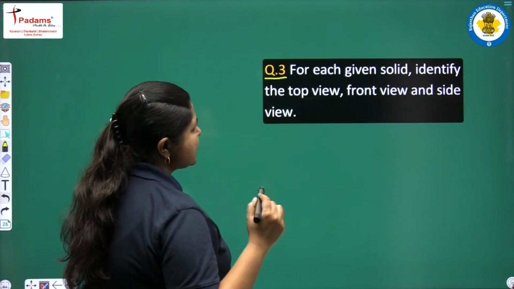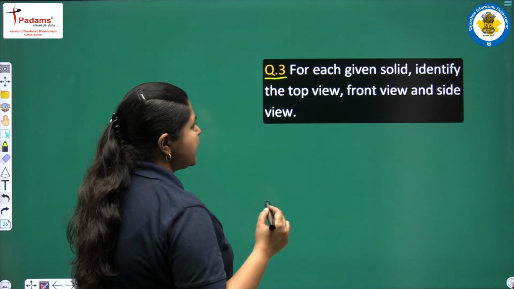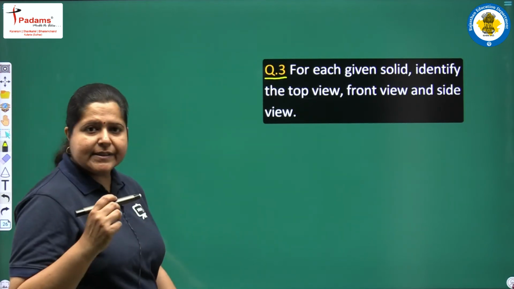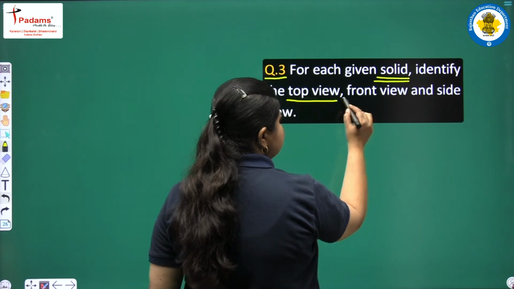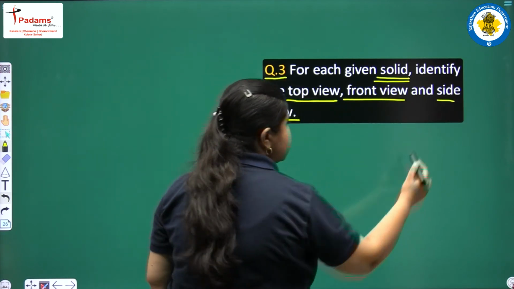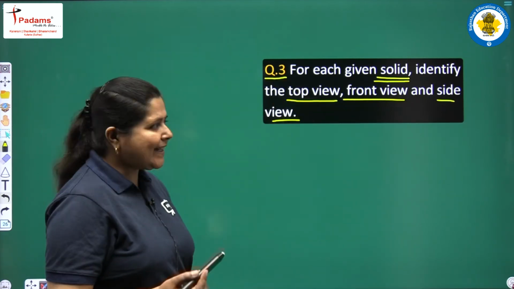For each given solid, identify the top view, front view and side view. Again you have been given some solids. कुछ solid दिए हैं और आपको identify करना है top view, front view और side view. ये तीनों ही identify करने हैं. It's easy. Let us see.